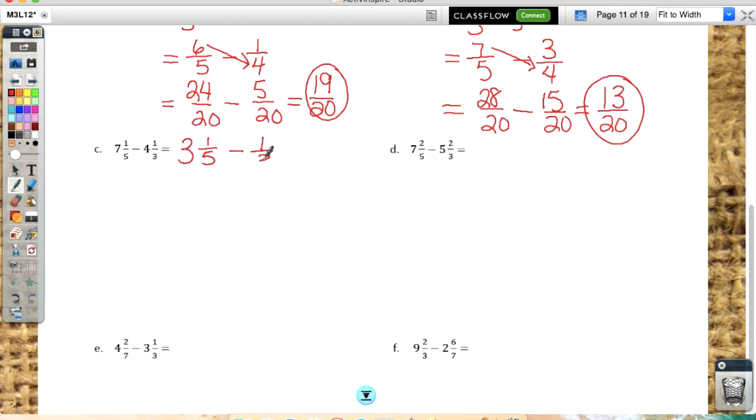minus 1/3. Now this is where it gets a little trickier, so you got to listen, and we might need to repeat this in Spanish, okay? I don't need all 3 of these whole numbers, do I? I just need 1 because 1/5 is less than 1/3. Okay, so if I take out 1, it's going to be 5/5 plus 1/5, right?